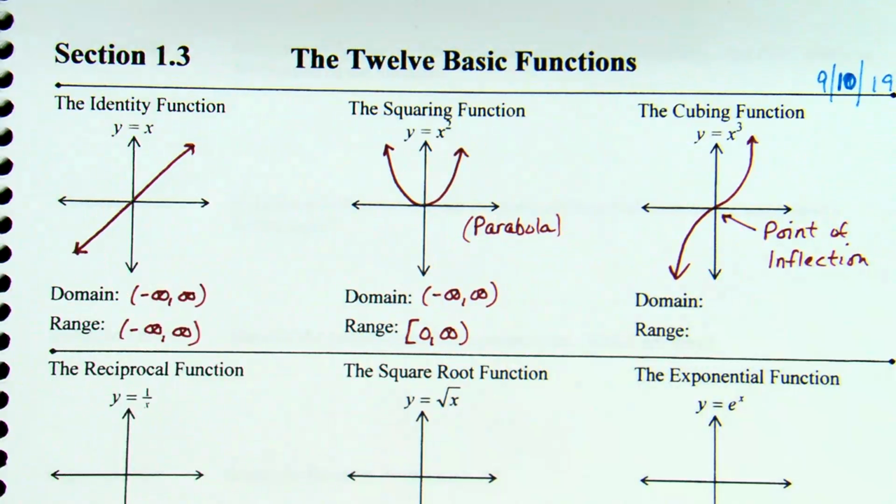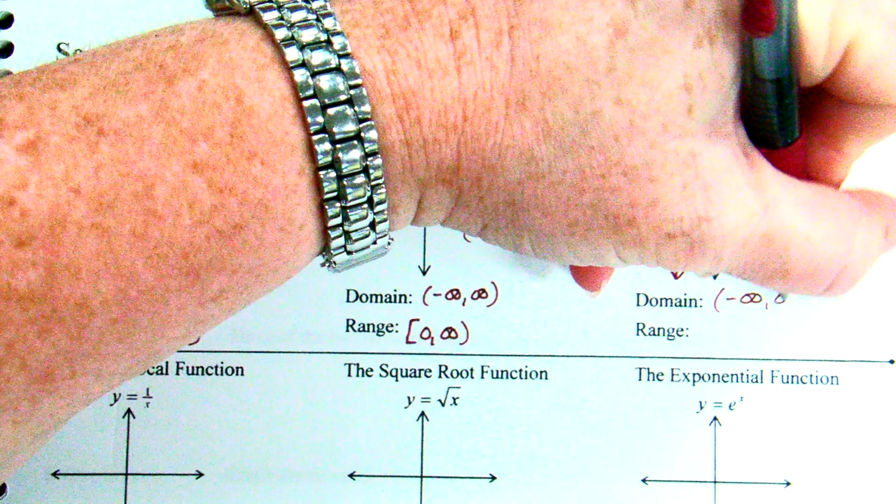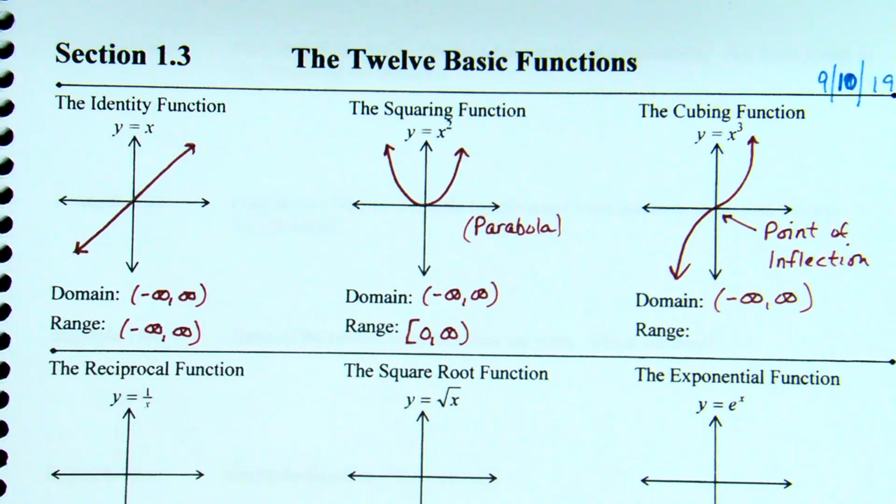Domain. How far left, how far right is my graph going? All reals? Negative infinity to positive infinity. Range. How low does my graph go? How high does my graph go? Negative infinity to positive infinity. All reals?